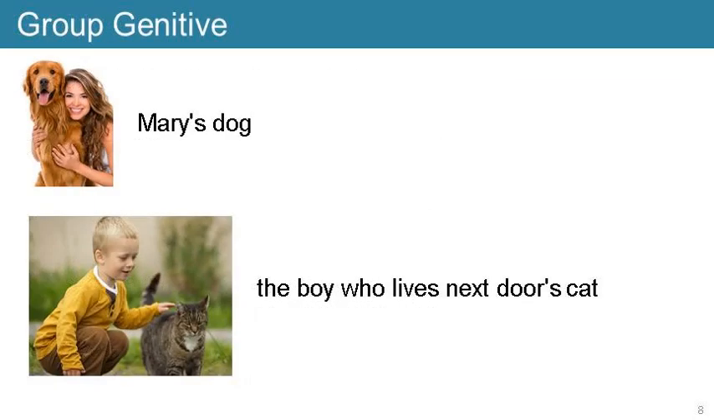Mary's dog. In this common use of the genitive to show possession, the apostrophe is located in the single possessive noun Mary. But this principle does not apply to what is often called the group genitive. Here's an example: the boy who lives next door's cat. Obviously the cat does not belong to the door, it belongs to the boy. The word boy is the head of the post-modified noun phrase, the boy who lives next door. And the boy is the possessor of the cat. But the apostrophe goes on the last word of the noun phrase, door.